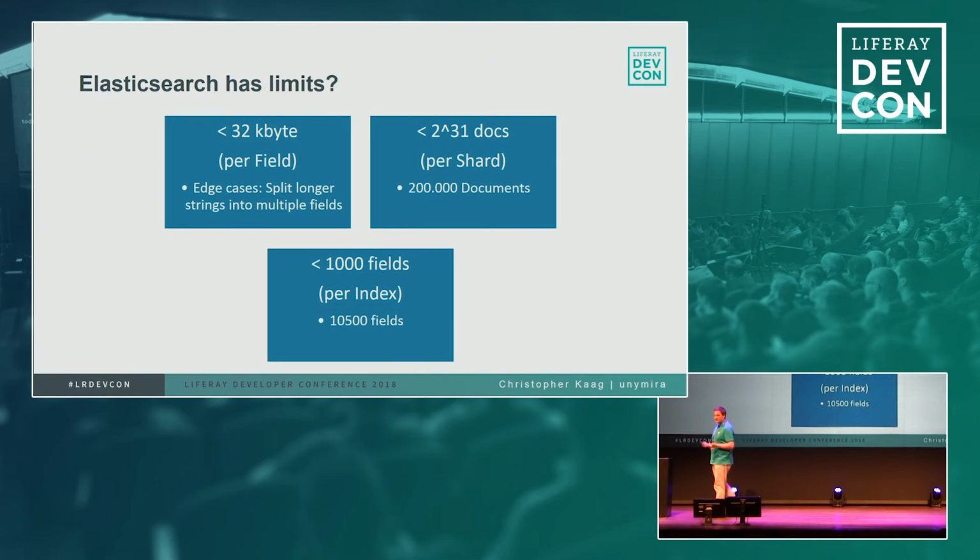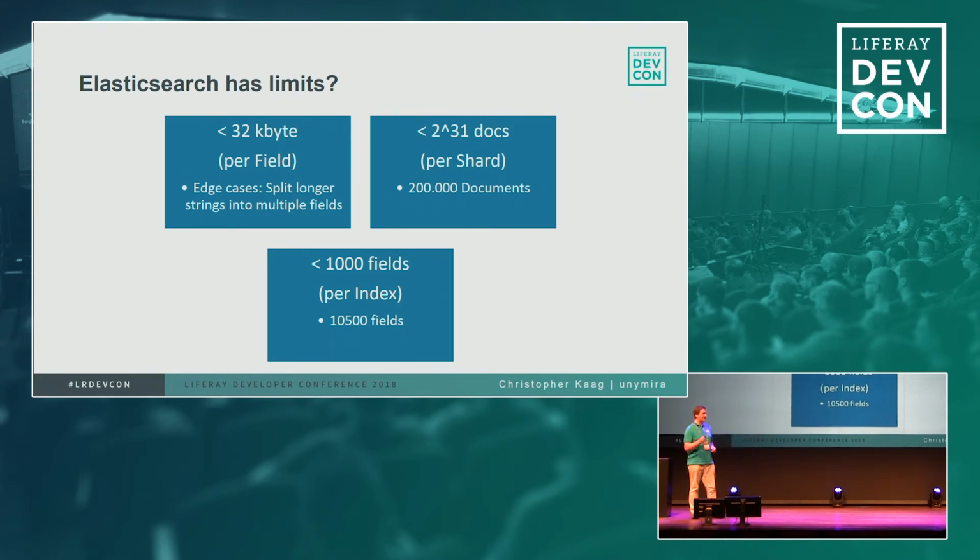is 2 billion per shard, which sounds like a hard limit, but 2 billion is still a lot of things. We have 200,000 articles for our customer, so we still have a lot of space left. And there's also not really a limit on how many shards you can have in your whole cluster, even on the same machine. So this is not really an issue. You can just store as much data as you want into Elasticsearch.